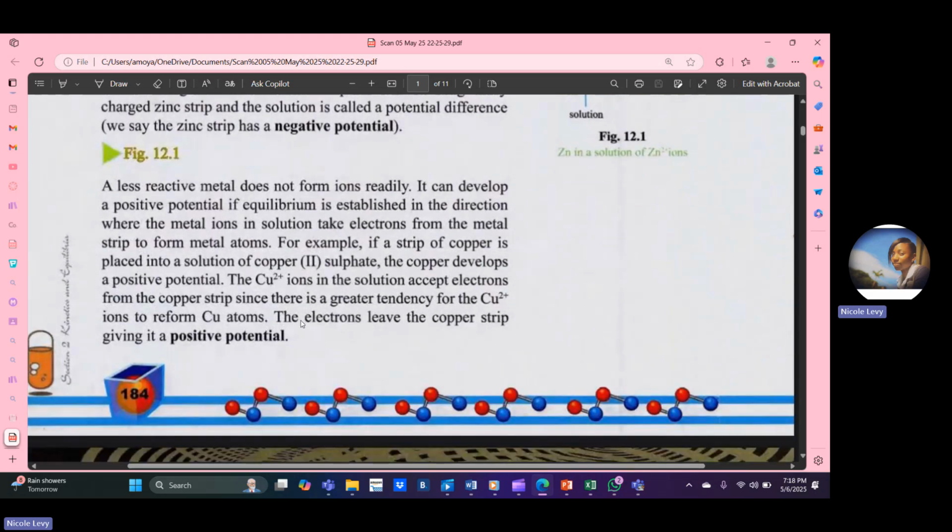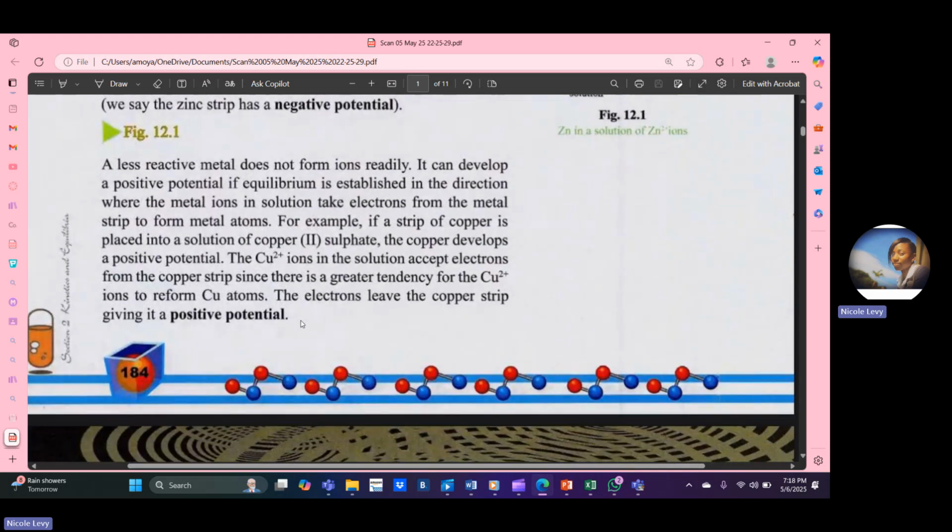A less reactive metal does not form ions easily. It can develop a positive potential if equilibrium is established in the direction where the metal ions in solution take electrons from the metal strip to form metal atoms. For example, if a strip of copper is placed in a solution of copper 2 sulfate, the copper develops a positive potential. The copper 2 plus ions in the solution accept electrons from the copper strip, since there's a greater tendency for the Cu2 plus to reform copper atoms.